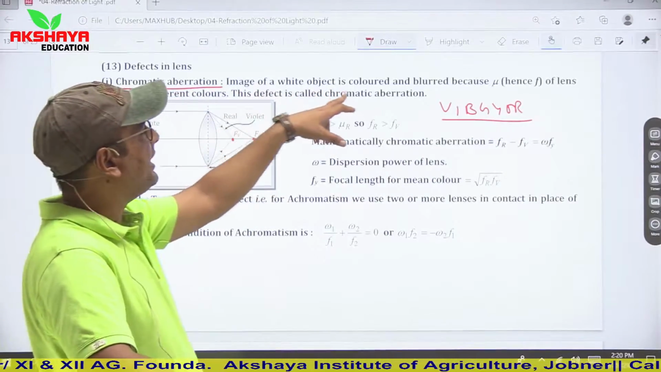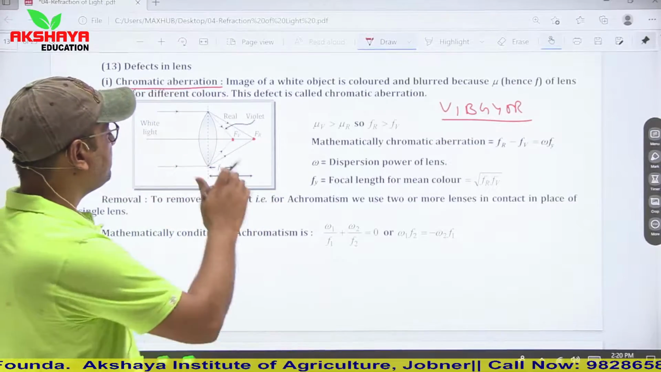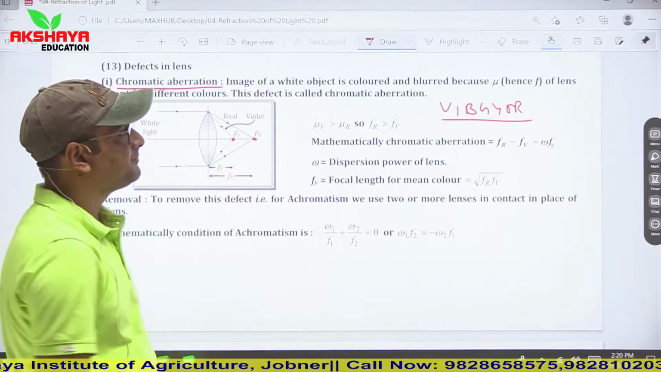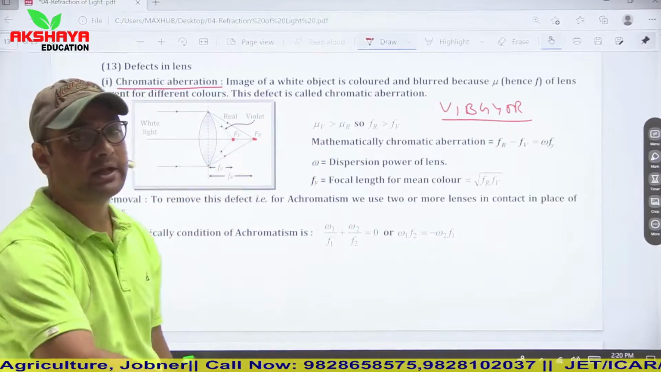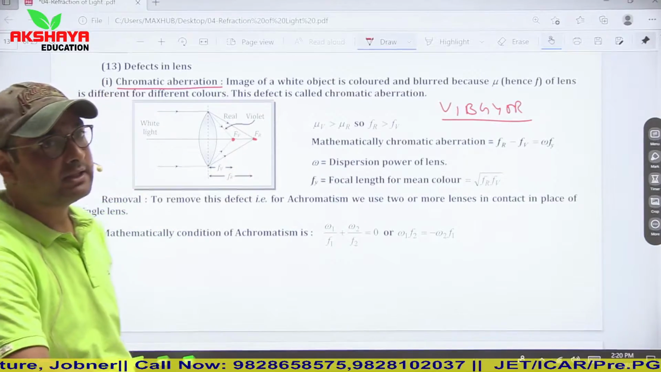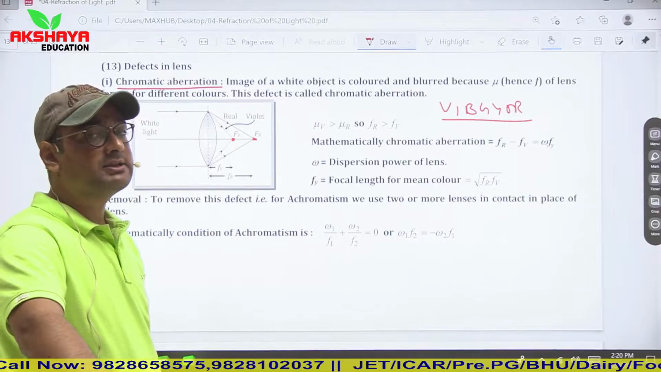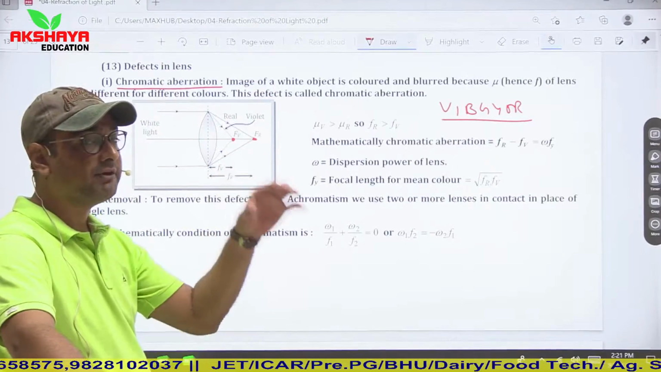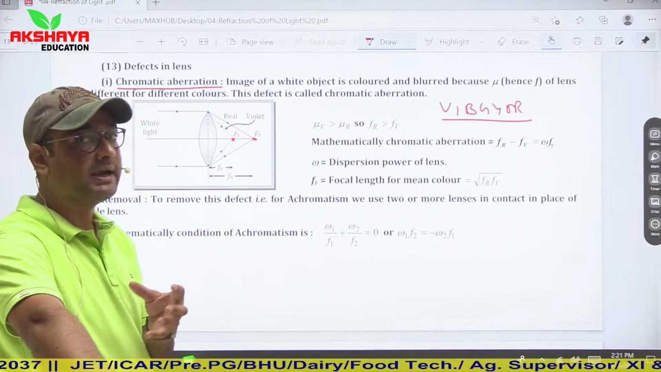So this is known as chromatic aberration. It means the image of a white object is colored and blurred. Blurred because there is a separation between the violet and red colors' focal lengths, different for different colors. This defect is called chromatic aberration. So we can clearly see that each color of light has different wavelengths, hence they will have different focuses. It means they will coincide at different places, hence the image of any white object will be blurred and colored.